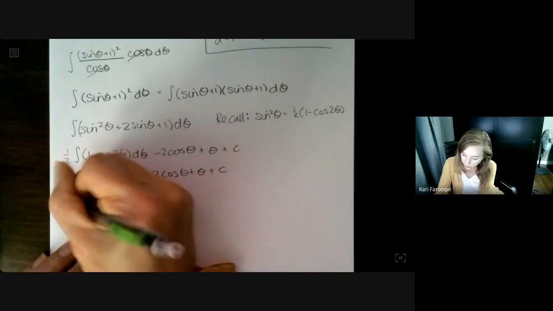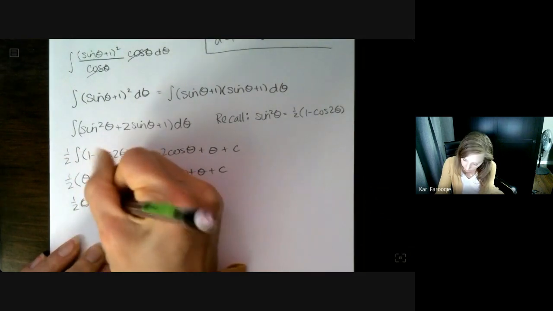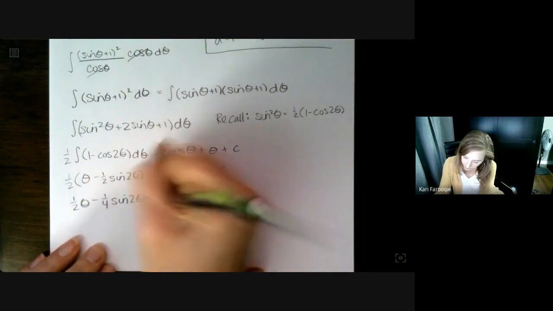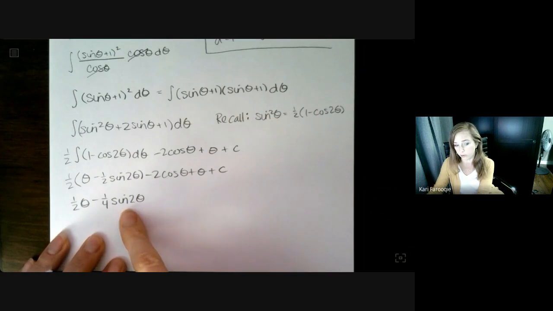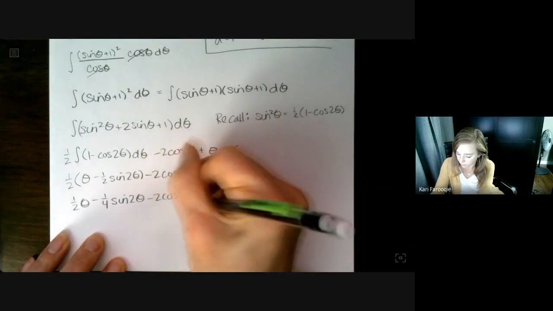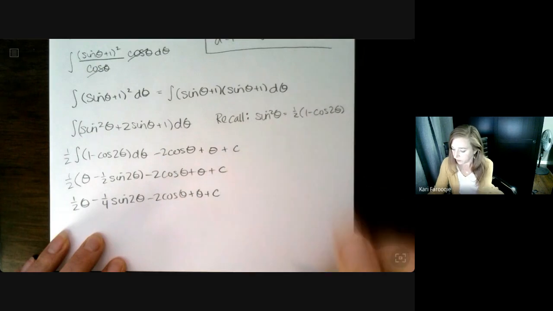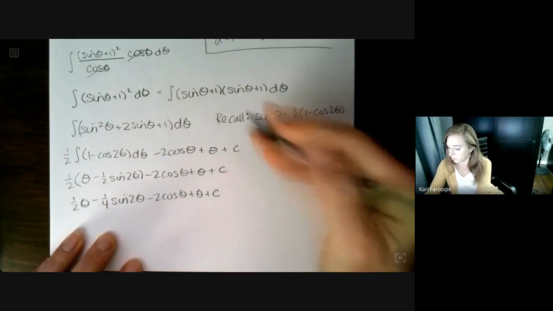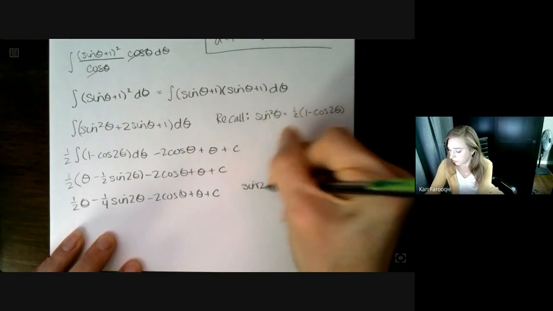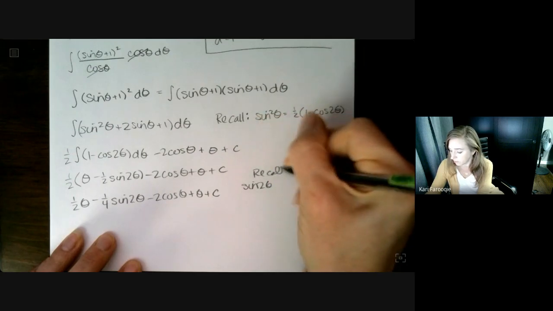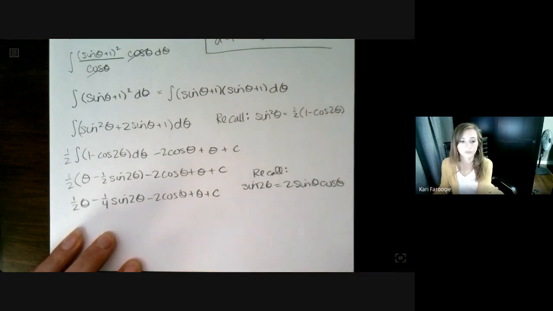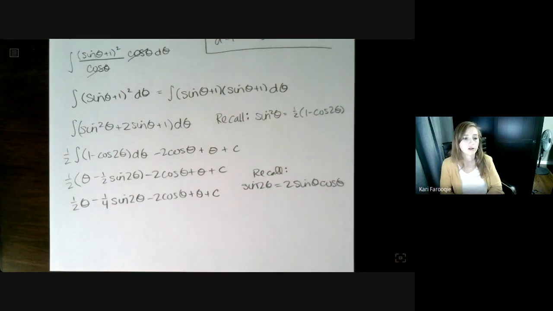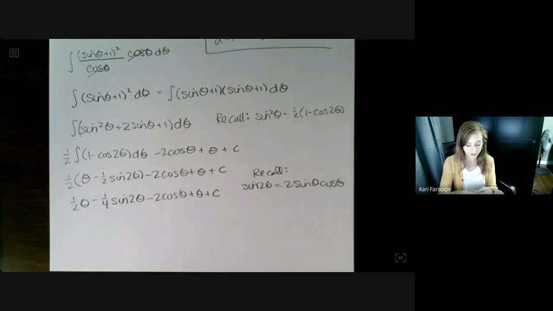Wonderful. So we have 1/2 theta minus 1/4 sine 2 theta. Now, some of you ran into some issues on the homework with these multiple angles. We're going to rewrite this using our double angle formula for sine. And you might want to combine those two thetas in a second too. So I want to do another recall. Sine 2 theta is 2 sine theta cosine theta. So we're going to sub that out as well.